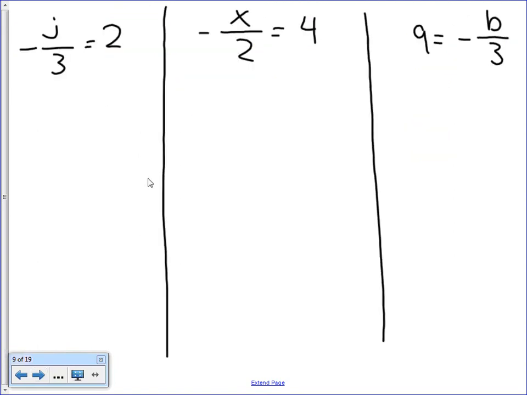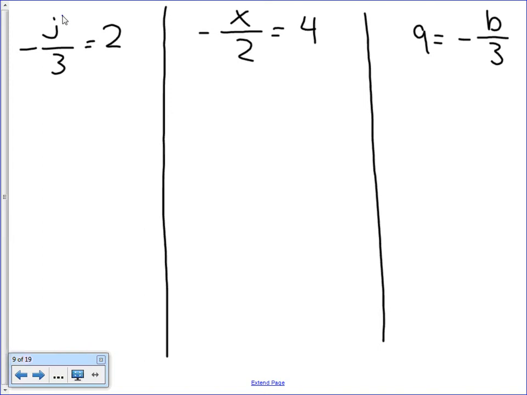Alright, so we continue on with the idea of a variable being divided by a number. We'll take a look at these problems. And you notice that in front of the variable and the number that's dividing, there's a negative. So what's going to happen when we have a negative in front?